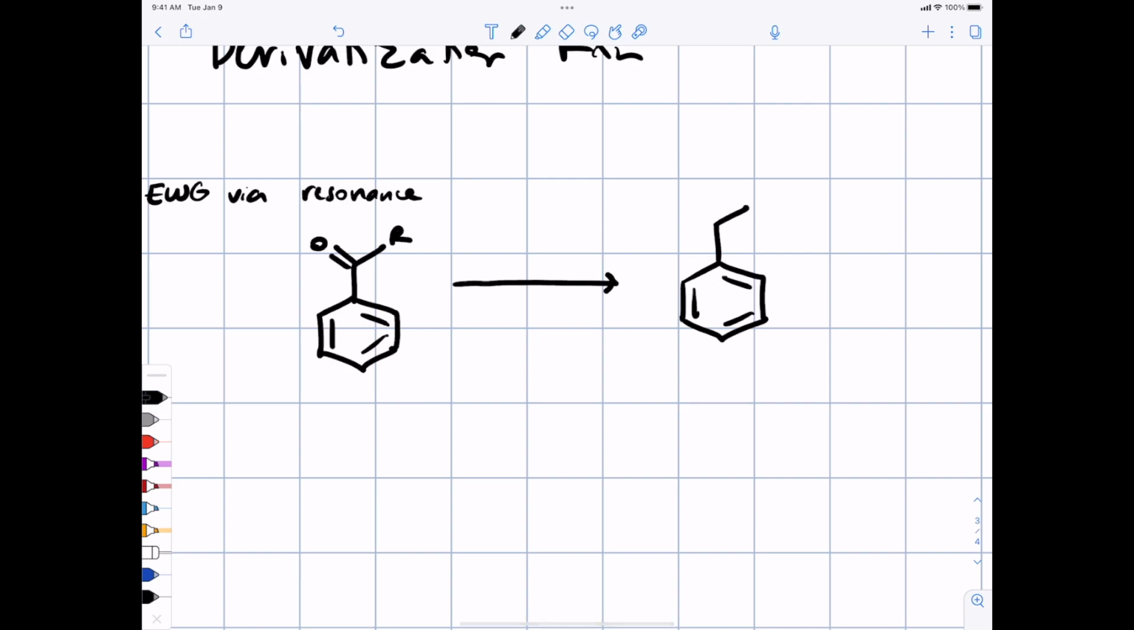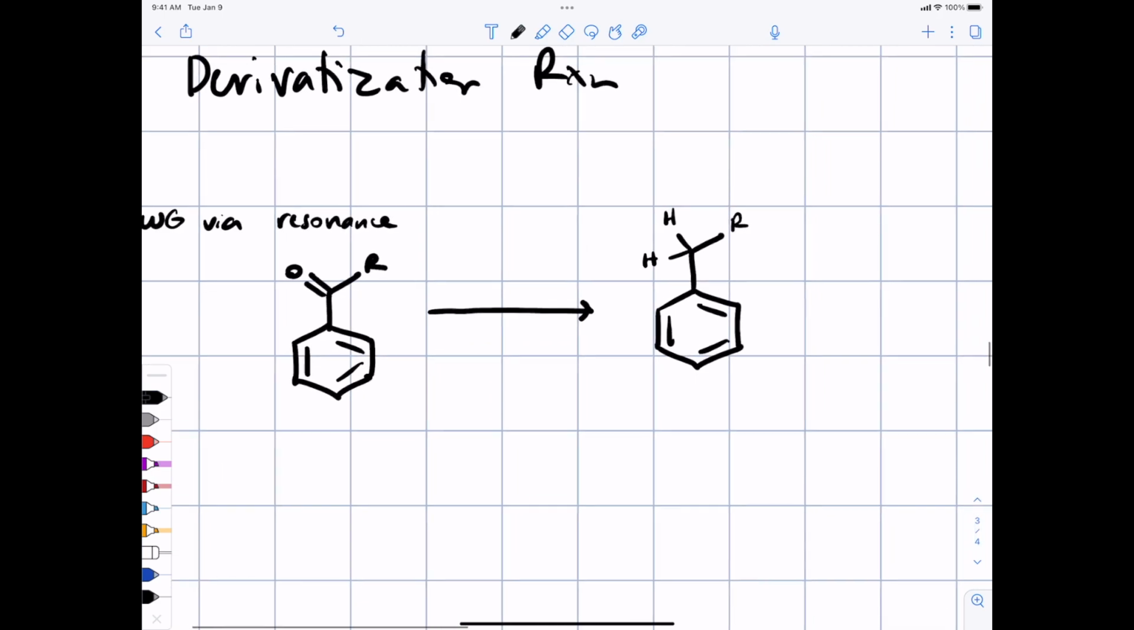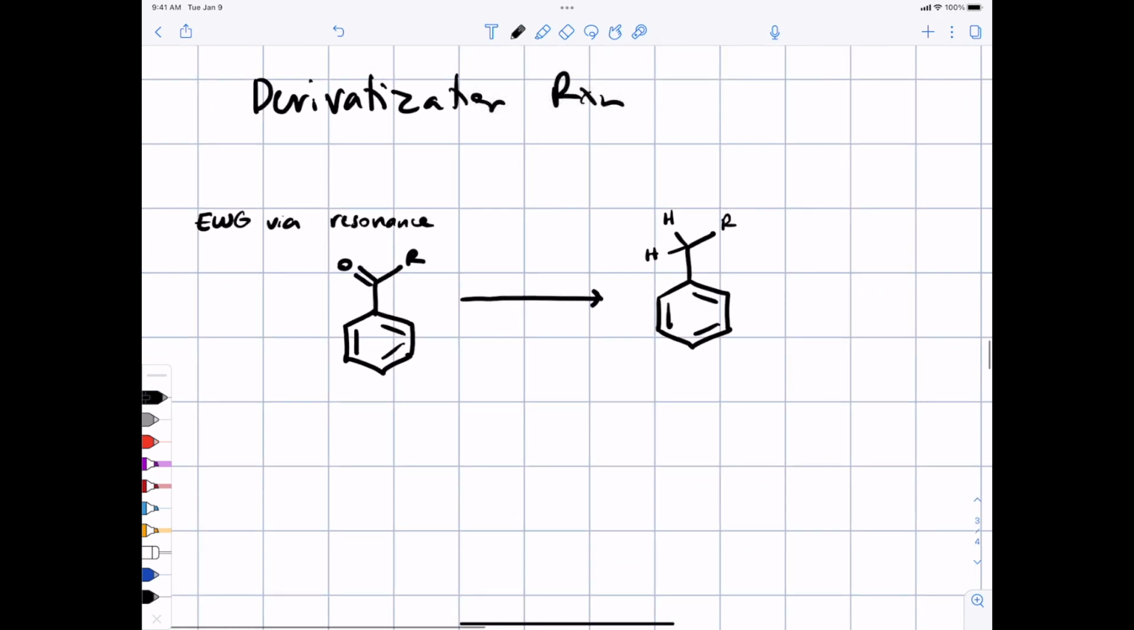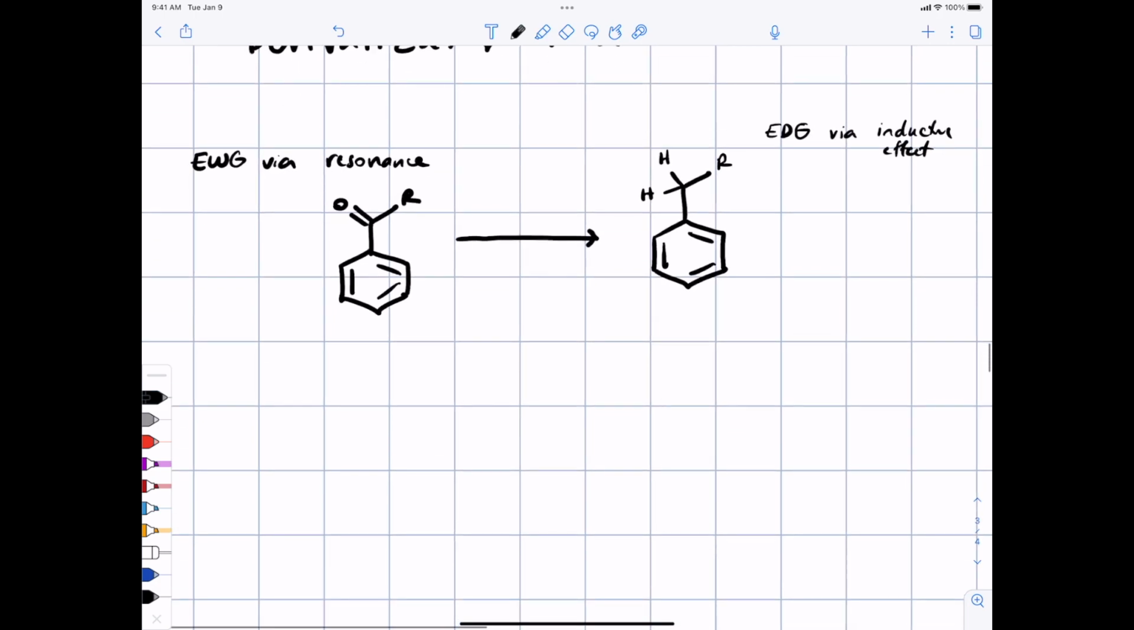Now you know how to reduce ketones to alcohols. That's lithium aluminum hydride or sodium borohydride. But I don't think I've ever shown you a reaction that will take the ketone and turn it just into an alkyl group, that will replace each of the carbon oxygen bonds in the ketone with a carbon hydrogen bond. Converting acyl to alkyl turns something from an electron withdrawing group by resonance to an electron donating group via an inductive effect. We'll talk about that again in just a little bit.